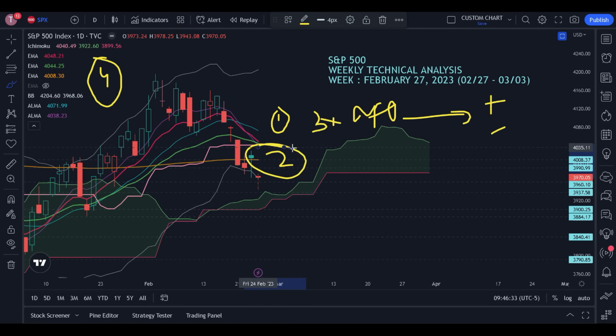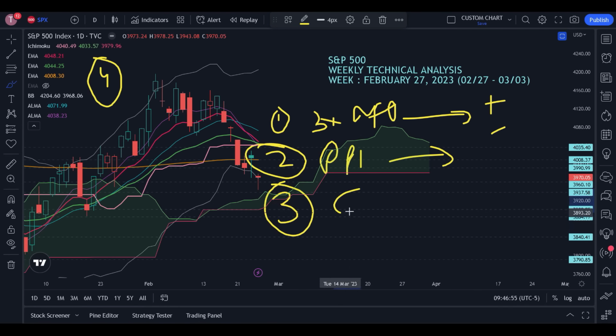Then came the PPI data. The PPI data indicated that third parties who are paying on your behalf are going to charge you more because people have the money to pay. So they are going to charge you more, which means inflation will move further up. Then, back to back, came the CPI data. The CPI data indicated that inflation is holding, and inflation will move up in the next month.